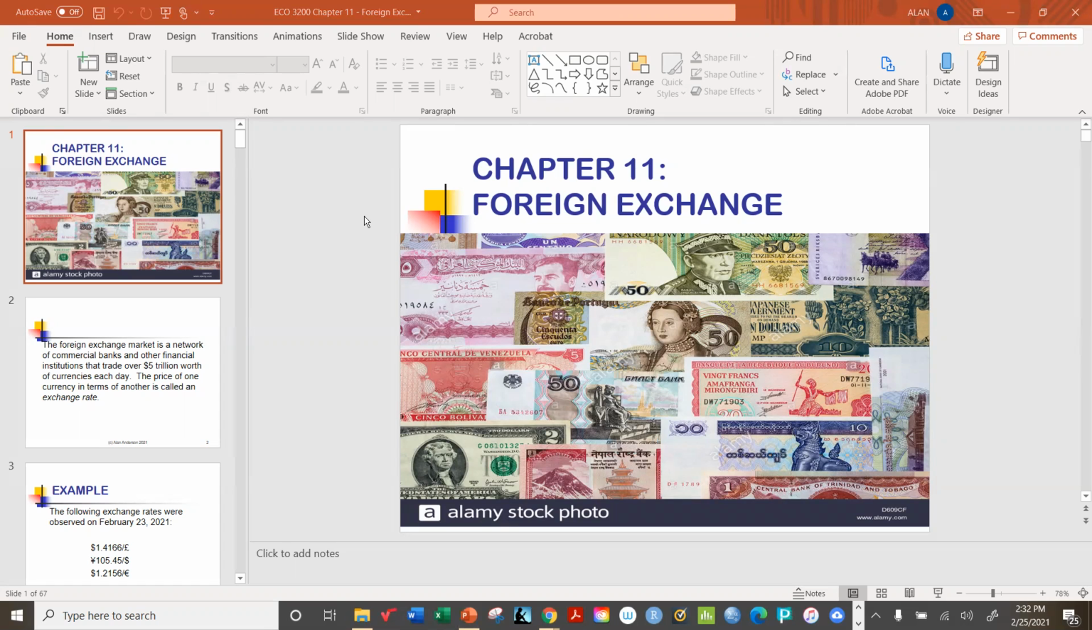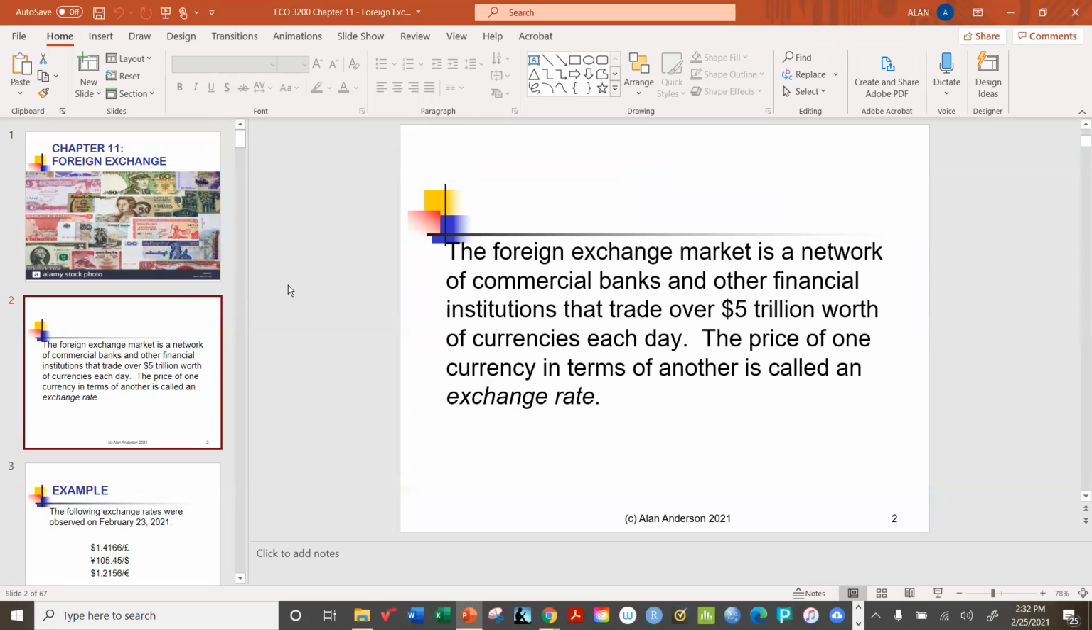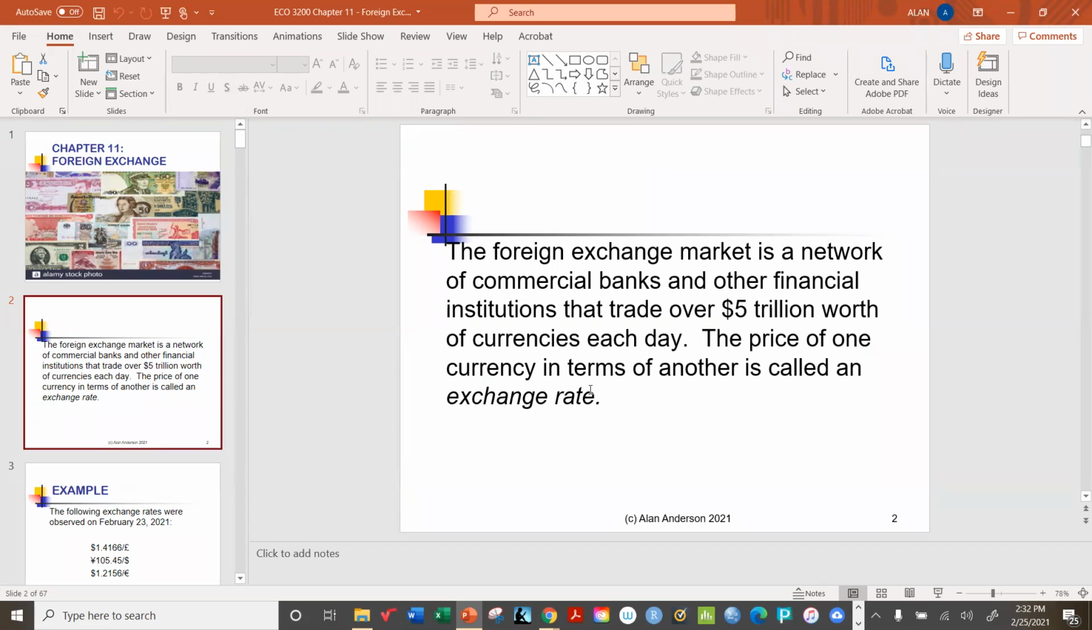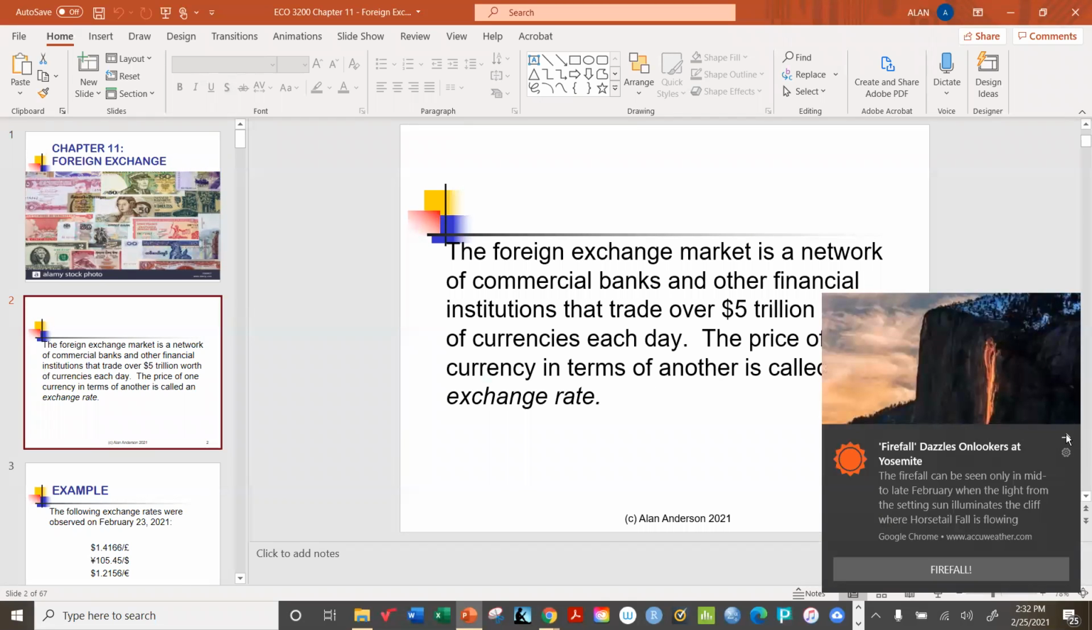But first, we just want to mention here that foreign exchange, as you can see from the picture, refers to all the different currencies that trade in the world, and there are quite a few of them, as you can imagine. And in fact, you might be surprised to discover that every single day, about $5 trillion worth of currencies are traded. And so that's a lot of money, and that's every single day. So we say here that the price of one currency in terms of another is called an exchange rate. So this is what this chapter is really all about: foreign exchange or foreign currencies. And the price of one currency in terms of another will be defined as an exchange rate.